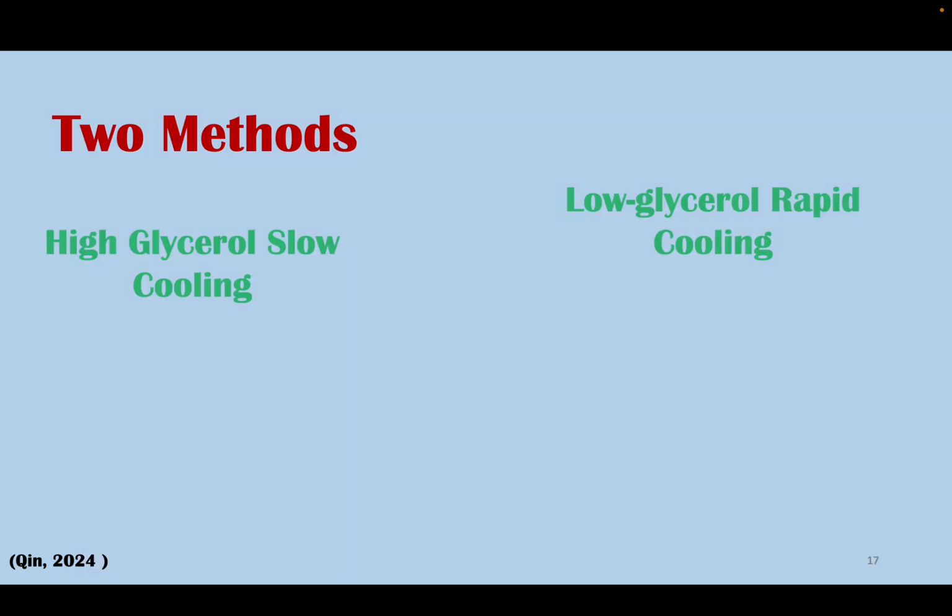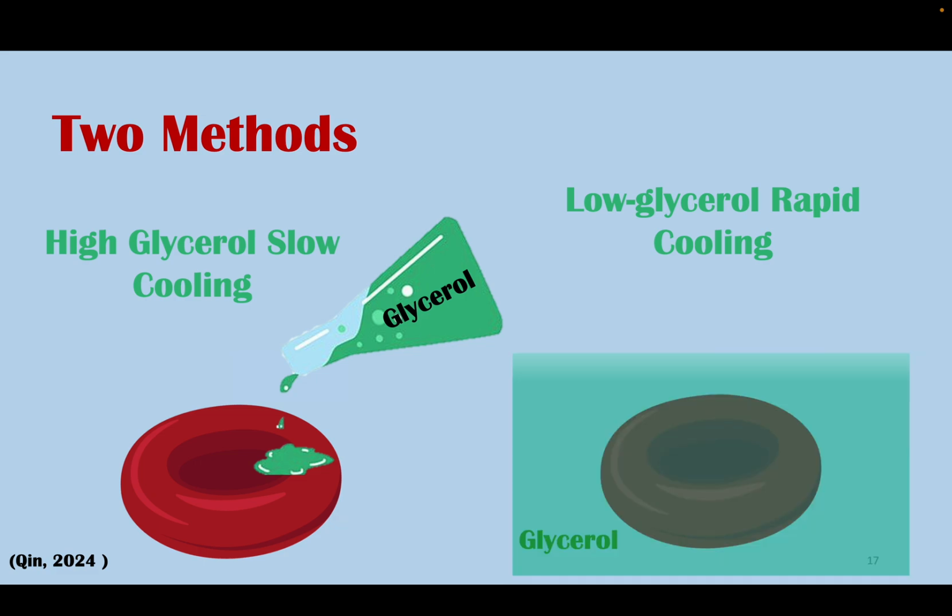There are two methods for cryopreserving red blood cells: the high glycerol slow cooling technique and the low glycerol rapid cooling technique. The high glycerol slow cooling technique is done by adding glycerol to red blood cells gradually until a concentration of 40%, and then it is slowly cooled to below negative 165 degrees Celsius.